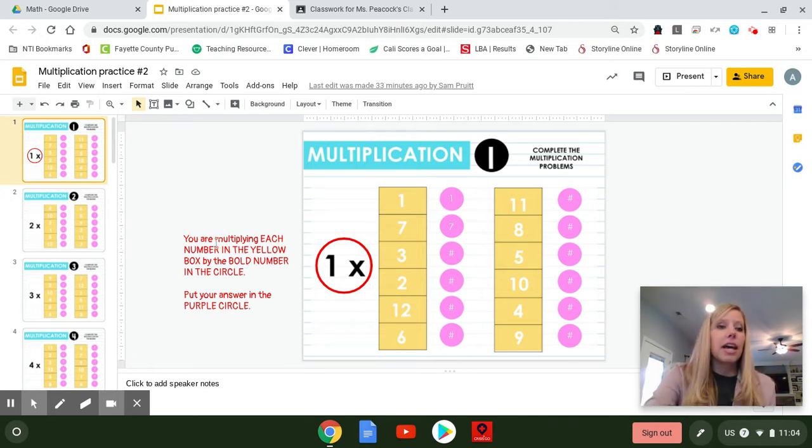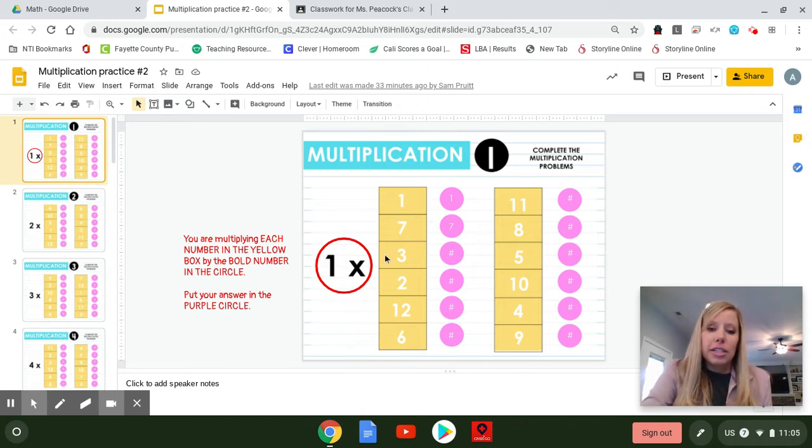The first slides are going to look like this, and you're just going to be reviewing your multiplication facts 1 through 12. On this first slide, we're reviewing all of our facts for 1. So you're doing the number that is in the red circle times each number that is in the yellow box. For example, 1 times 1, and then over here in the pink circle, you're going to be putting the answer. So 1 times 1 is 1. The next one is 7, so 1 times 7 equals 7.